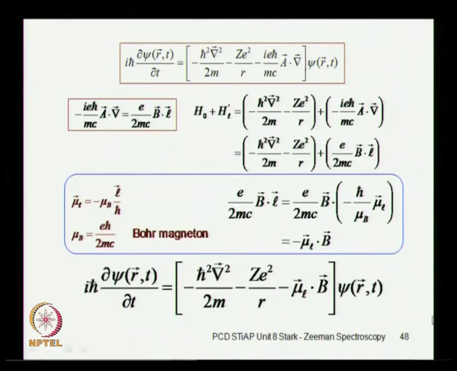So, this is the Zeeman effect perturbation corresponding to the interaction of a magnetic dipole. This is coming from the orbital angular momentum, and this is represented by this L prefix.